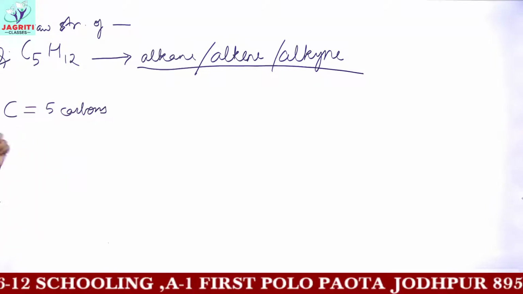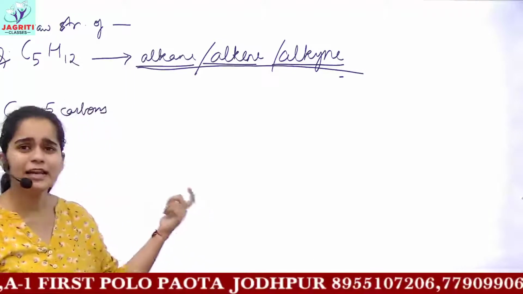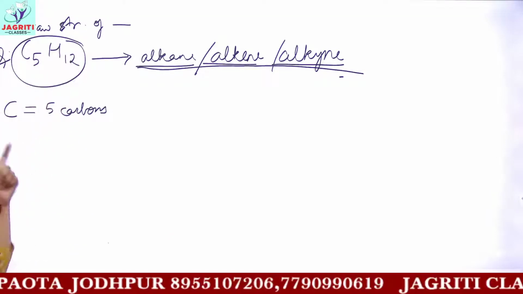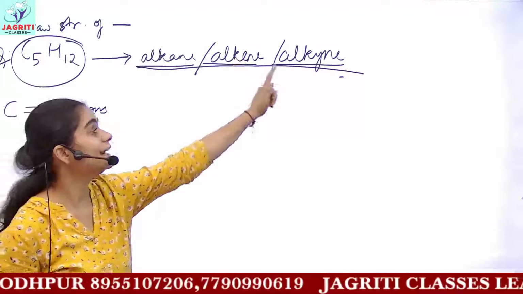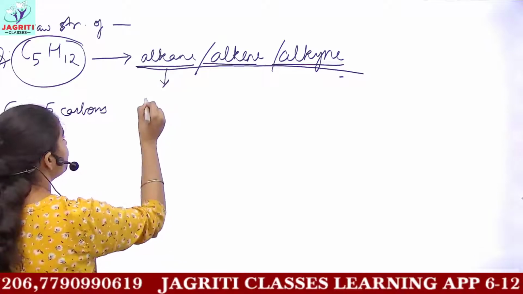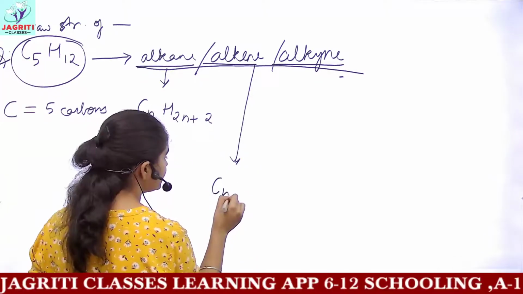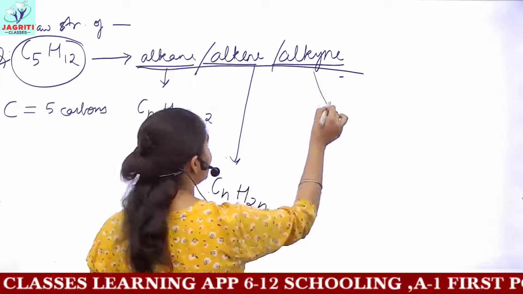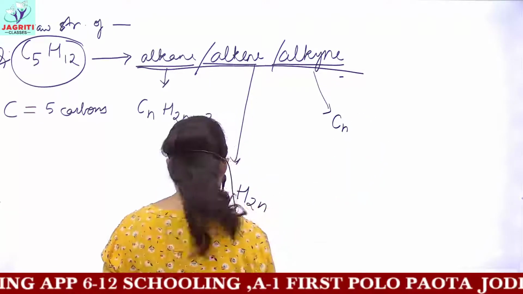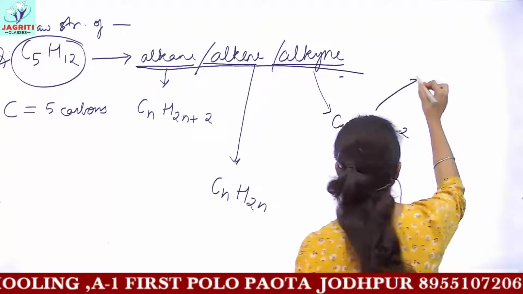Okay, I think this is clear. And if you identify that the given compound is alkane, alkene or alkyne, then you can make the structure very easily. So how to identify from the given formula whether the compound is alkane, alkene or alkyne? So we have some general formulas for this. For alkane, we have the formula CnH2n+2. For alkene, the formula is CnH2n. And for alkyne, the formula is CnH2n-2. So these are the general formulas.